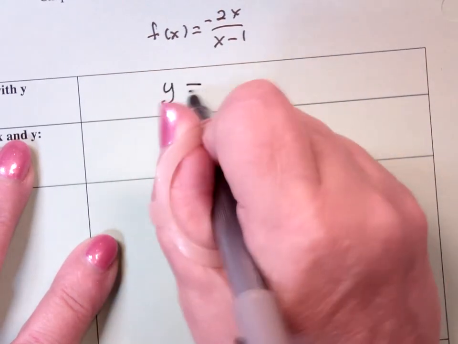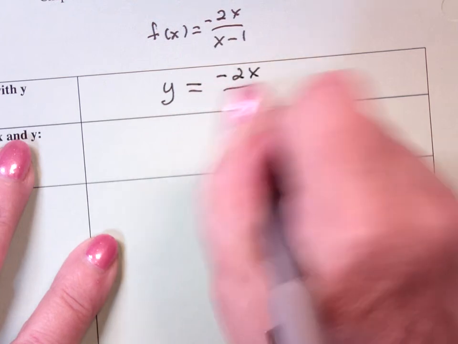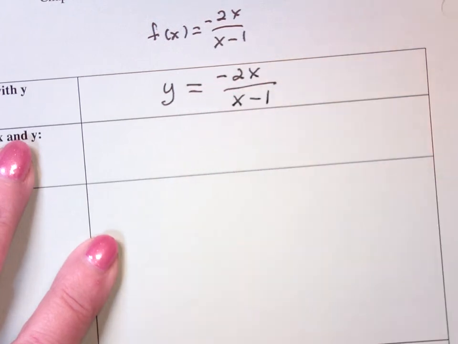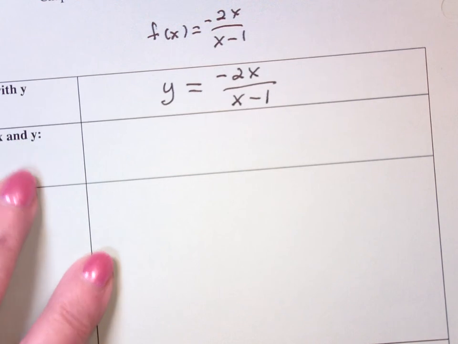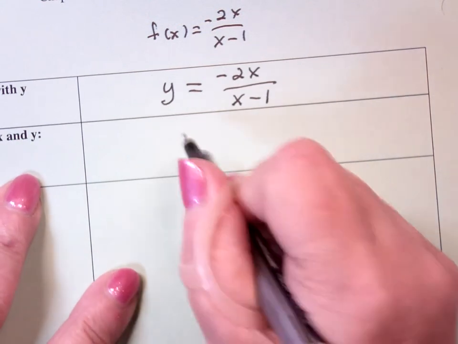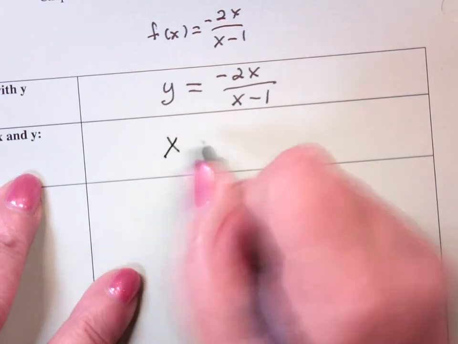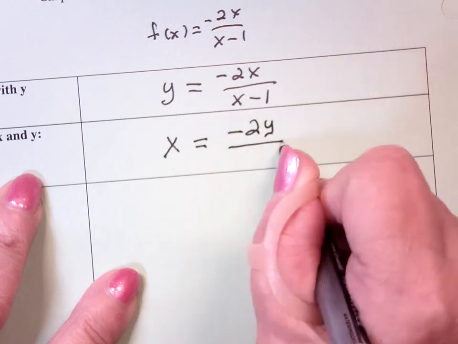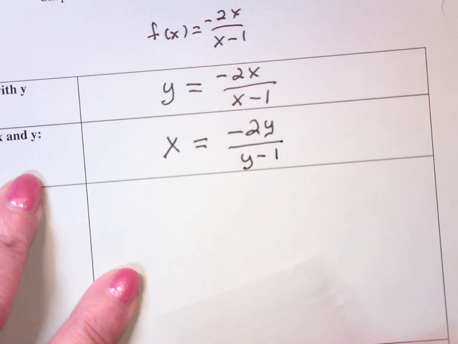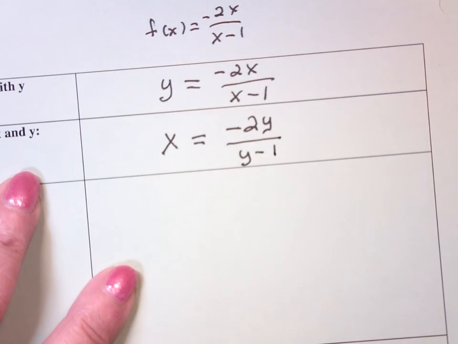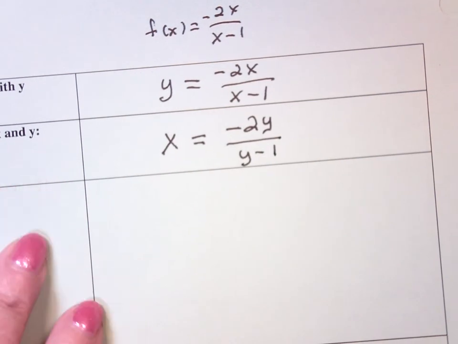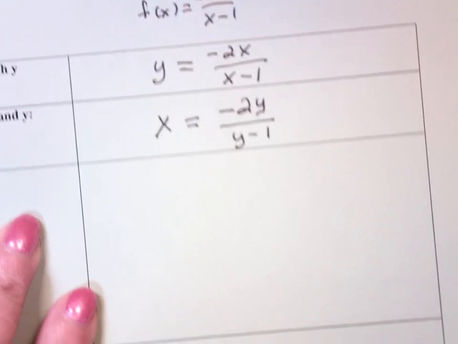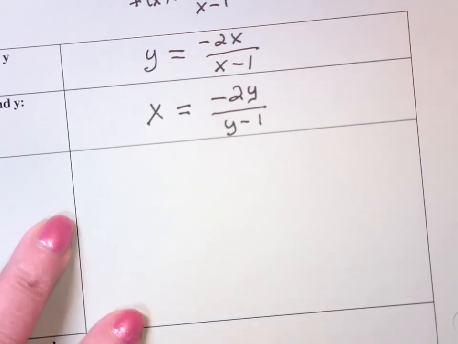Step 1, replace f of x by y. Step 2, interchange x and y. So my y's become x's, and my x's become y's. Now that's thrown me to the range. And then step 3, solve for y.